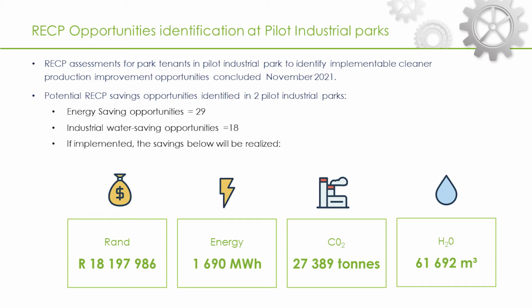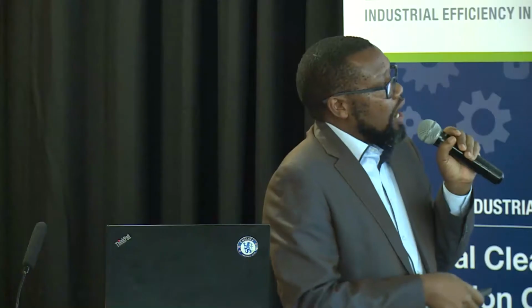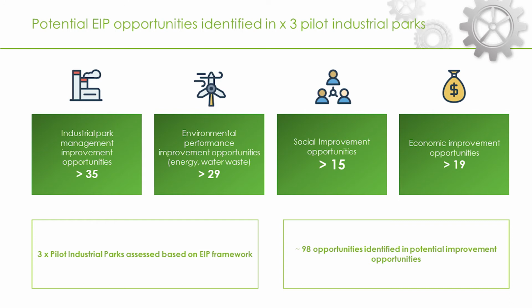Then let me just briefly break this into three or four aspects. Within the three pilot industrial parks, there are management improvement opportunities up to this number, then environmental performance improvement opportunities in energy and water, as I mentioned above, then social improvement opportunities of up to this number, and economic improvement opportunities of up to this number. If you look at that, this is the total, and if this is implemented, and that is where we are going, obviously we are looking at some of these savings being realized.